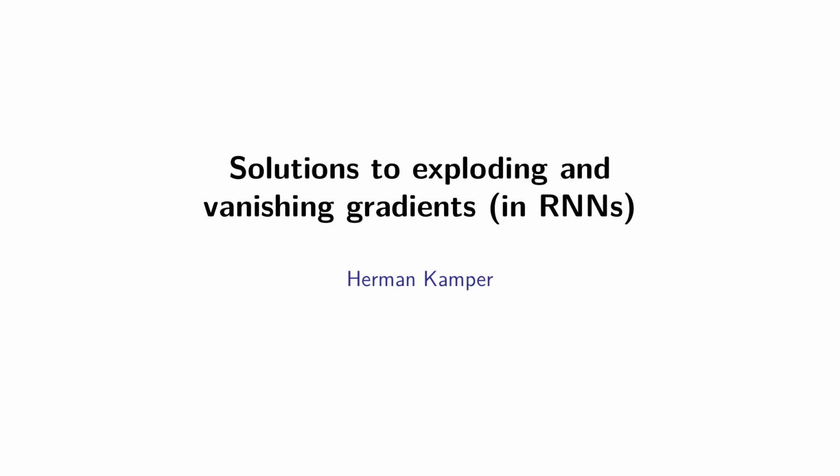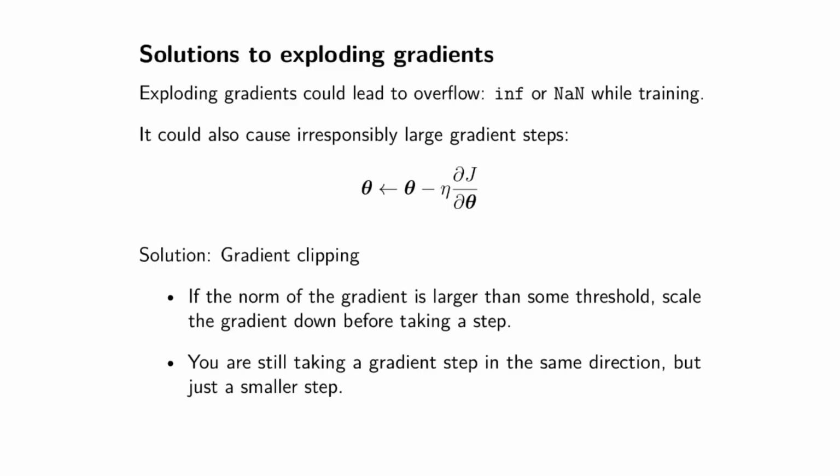What are the solutions when things blow up or when things get small? Okay, so let's first talk about the solutions to the exploding gradient problem. In the extreme case, if you run into the exploding gradient problem, and this actually does happen, you run your PyTorch or TensorFlow or JAX code, and at some point you see infs or nans coming out of your model. That's maybe an indication that things had overflown.